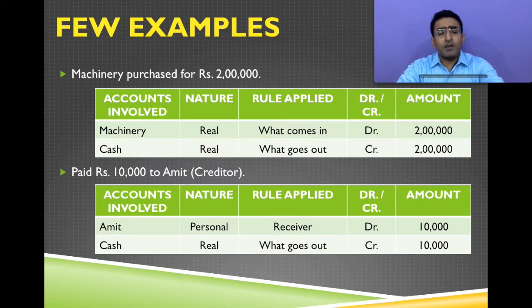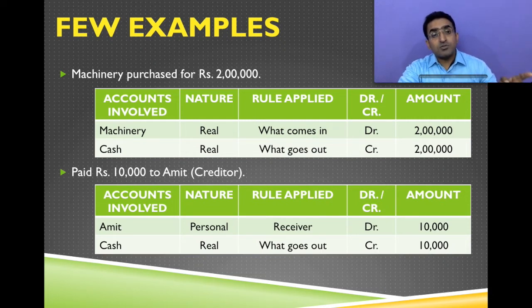Just for example, machinery is purchased. Two accounts are involved, machine and cash. Both are real. The value of machine is increasing, debit. Cash is decreasing, credit. Why? मशीन परचेज किया है, मशीन आ रही है बिजनेस में, मशीन की वैल्यू बढ़ रही है. कैश जा रहा है, वैल्यू कम हो रही है, क्रेडिट हो गया.